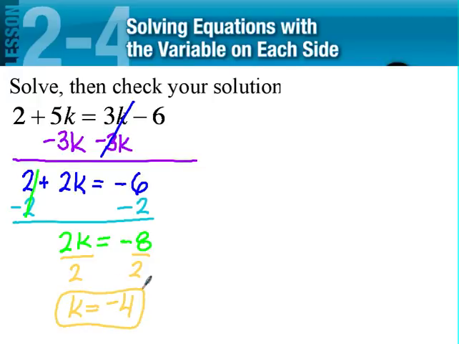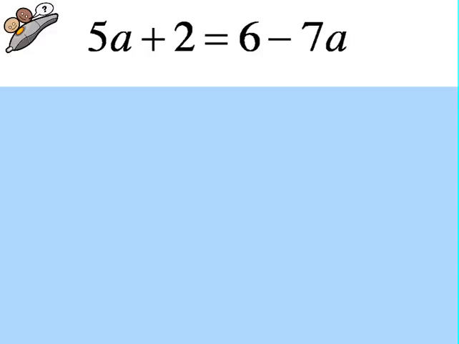Okay, so it's just a multiple step. So now what you're doing in place is you're just moving the k over, or the variable over. So with that in mind, I want you to go ahead and solve this one.